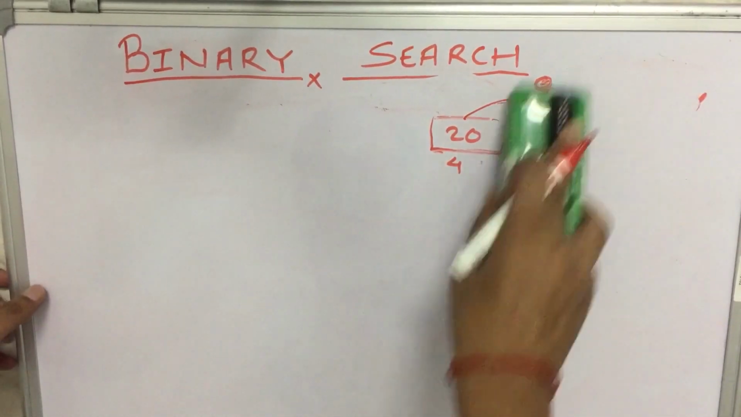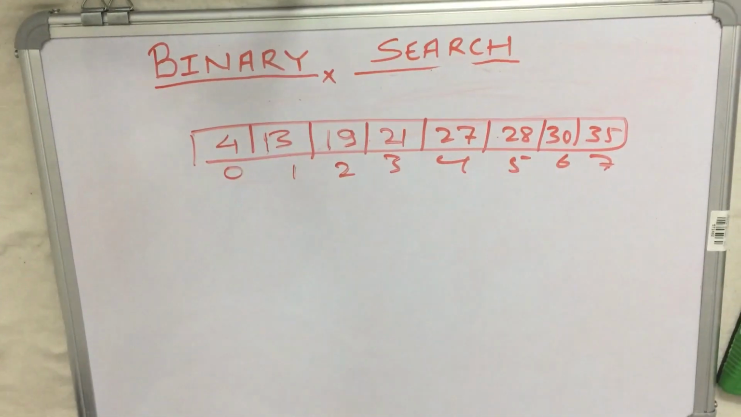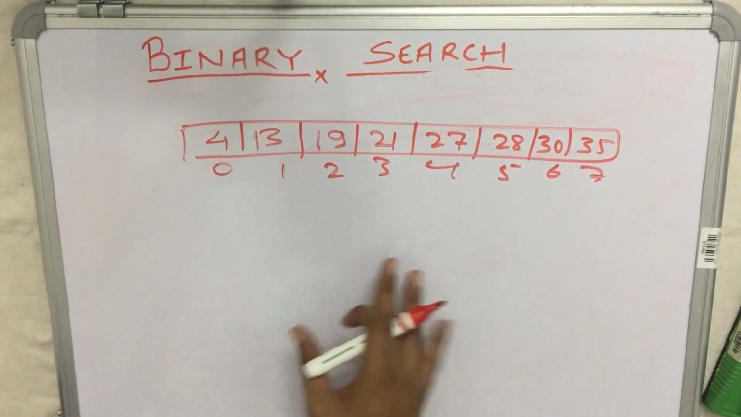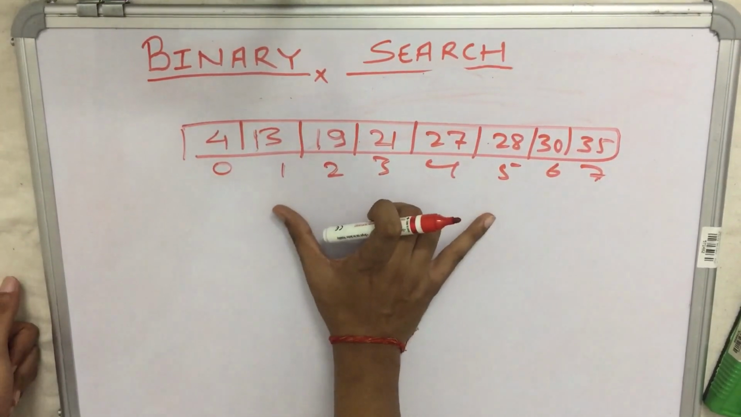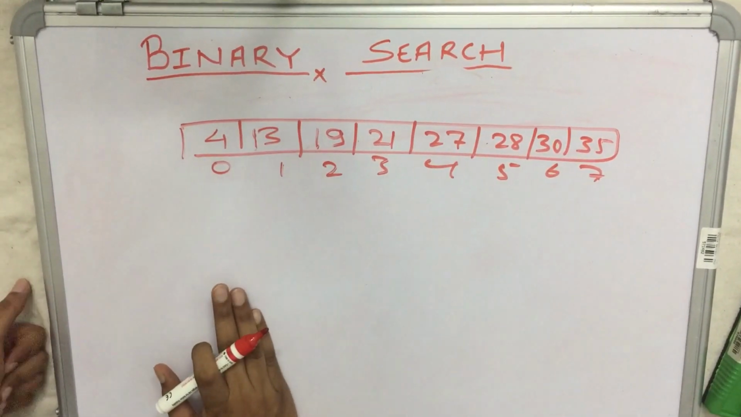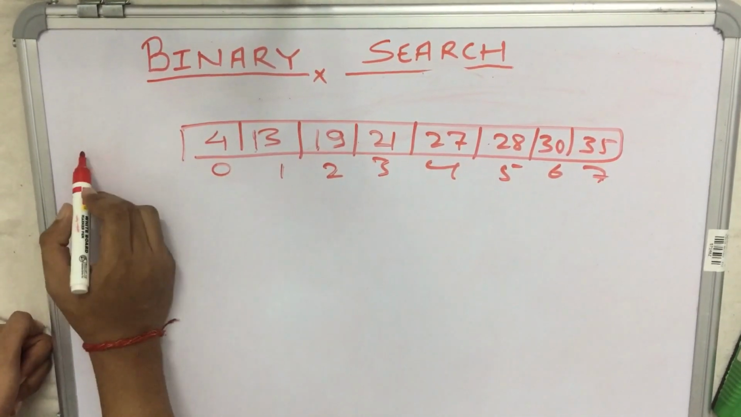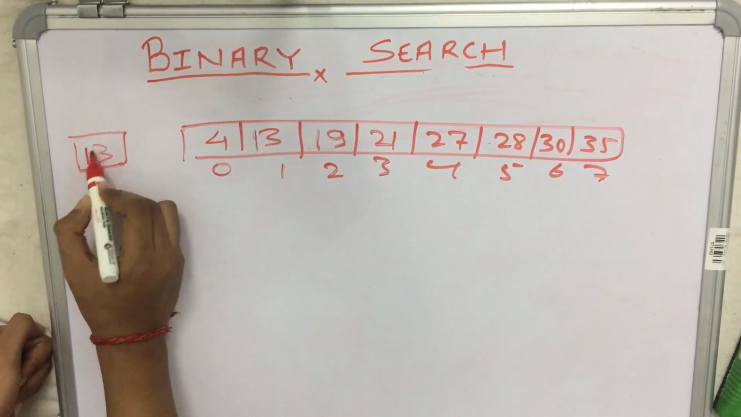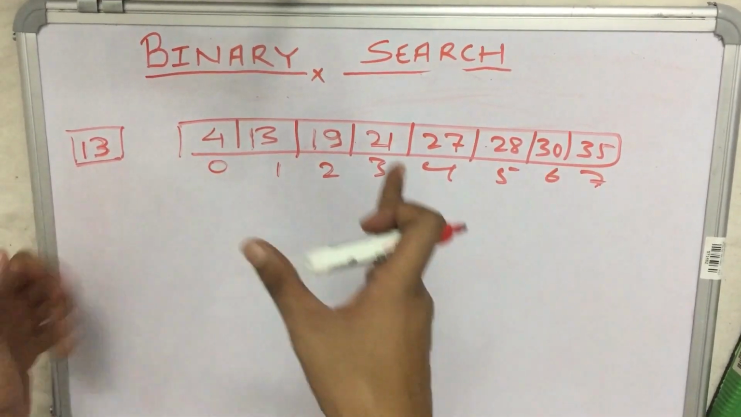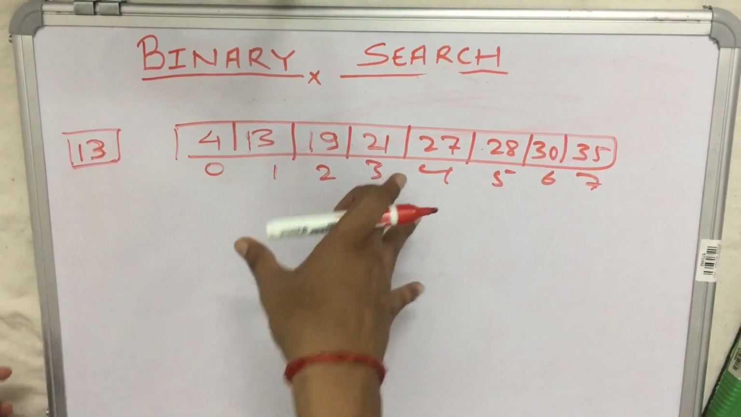So let's see what would be the case if the number of elements in an array is even. Here the number of elements in this array is 8, starting from index 0 and ending at index 7. Let's suppose we are searching for the element 13. So it is over here. From the previous example, we know we have to divide the array. So let's see a different technique which you can use to divide the array.